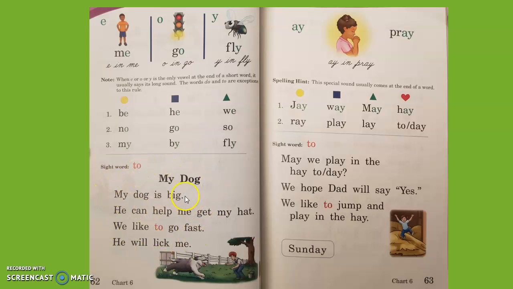So let's pronounce this sentence. Let's read this sentence. We are going to use the sight word to. My dog is big. He can help me get my hat. We like to go fast. He will lick me. One more time, una vez más. My dog is big.